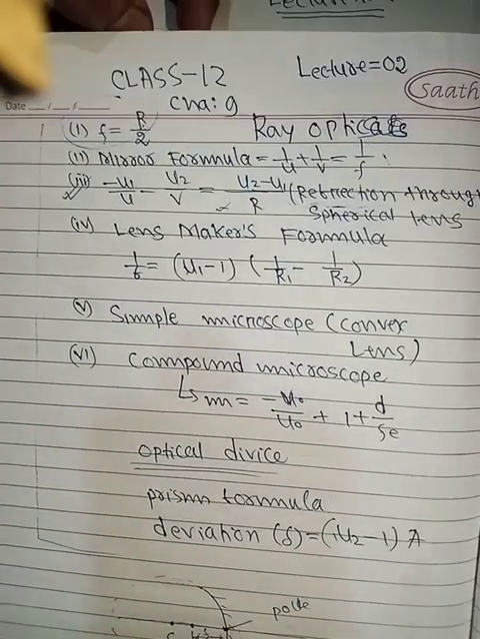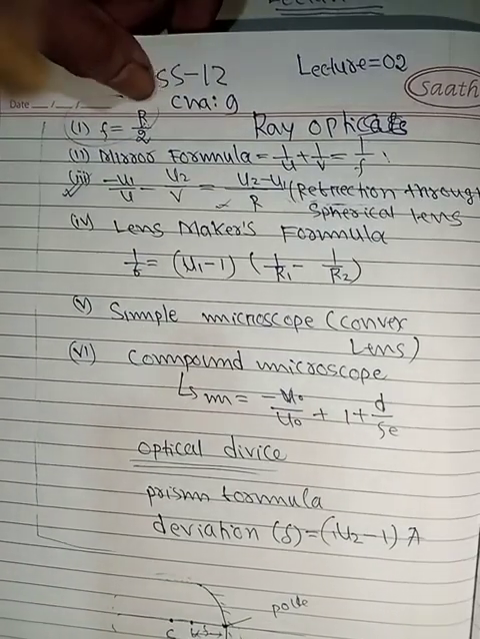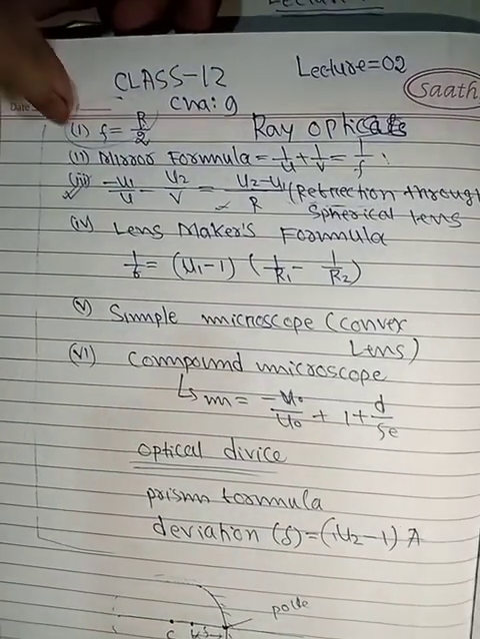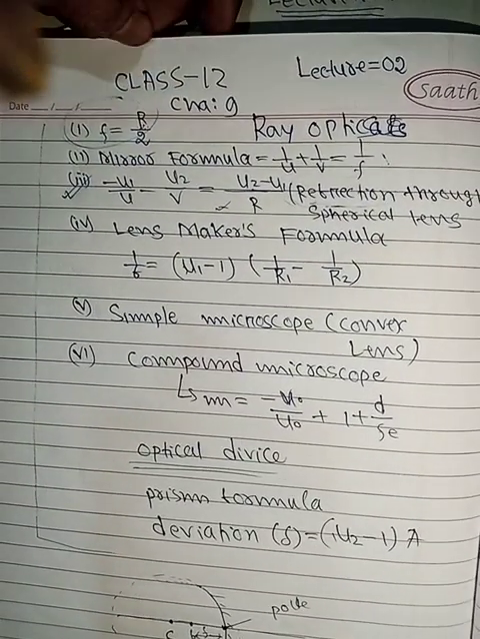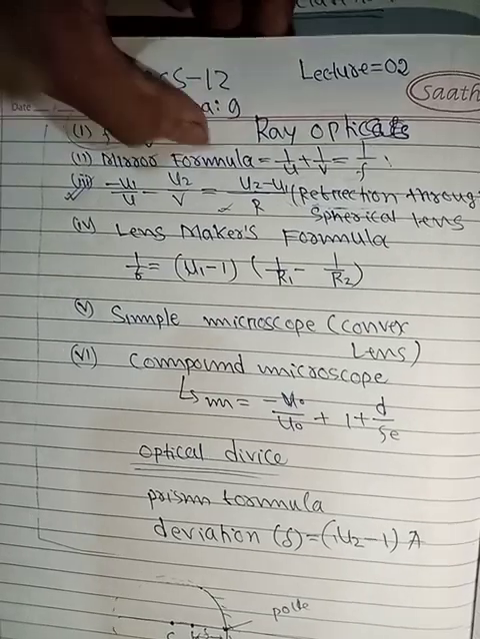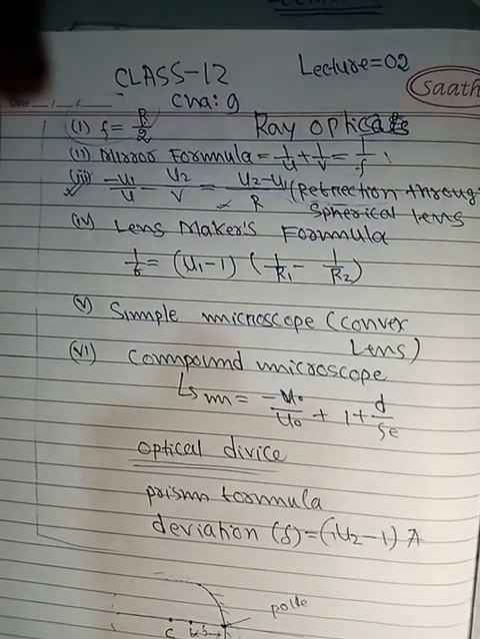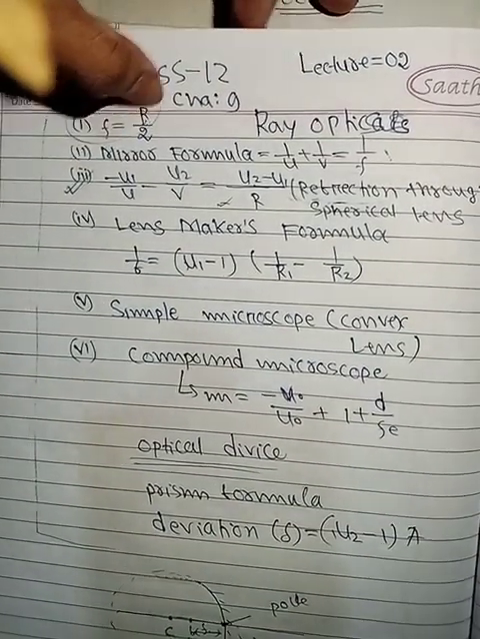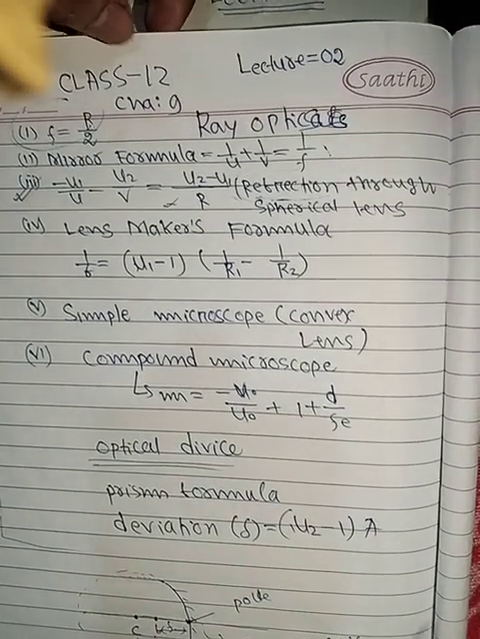So my dear friends, you can see this is the first equation, the relation between the radius of curvature and the focal length, which I already discussed in the previous lecture, lecture number 1. I will also discuss the mirror formula, but in this video I am only covering this third one, refraction through the spherical lens.